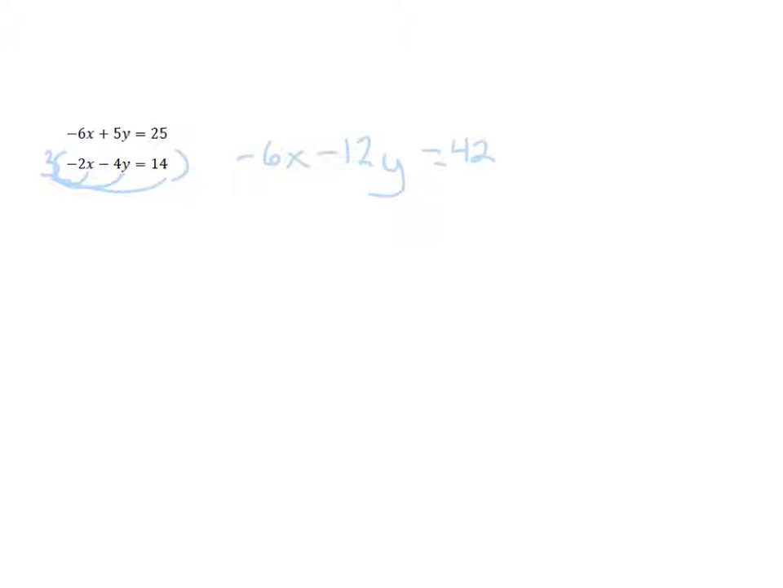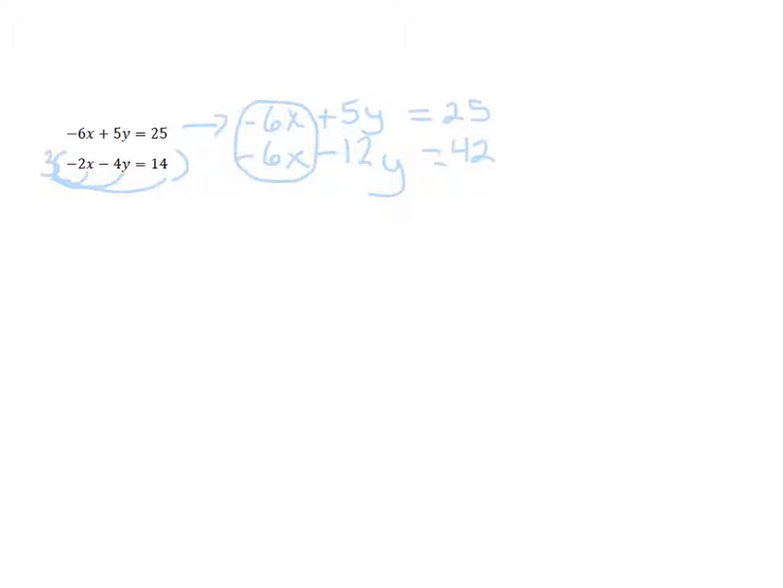Okay, now that I have that equation, I'm going to put my top equation on top just so that I have everything lined up the way that I want. Okay. So that's the only new part from the first set of examples. Now you need to decide, am I going to add or subtract the two equations to get 0 for one of my variables? Well, how do I make negative 6 and negative 6 disappear?